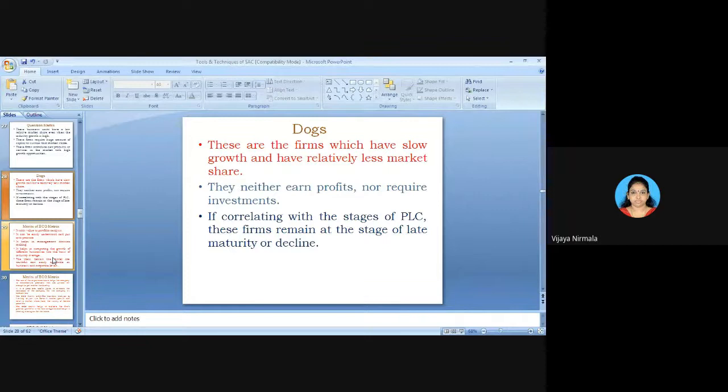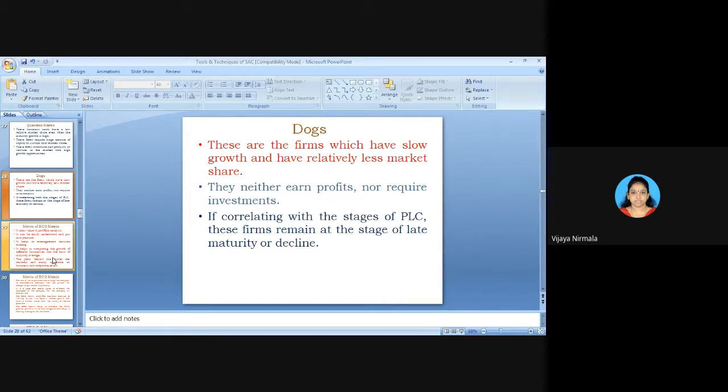If we correlate with the stages of the product life cycle, the firms remain at the late maturity stage or in the decline stage. In the product life cycle, you will have four stages: introduction stage, growth stage, maturity stage, as well as decline stage. So when the product comes to the decline stage or at the end of the maturity stage, these are the dogs.